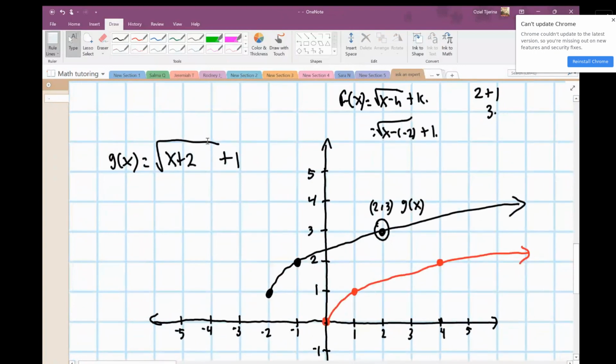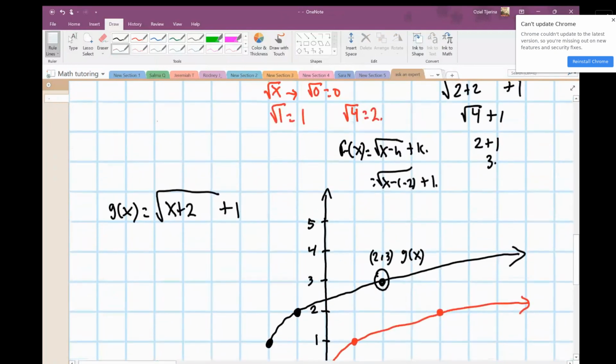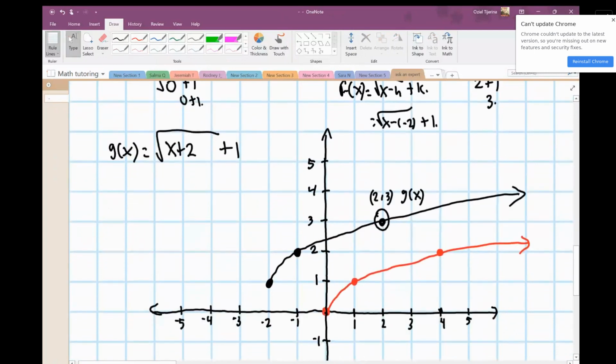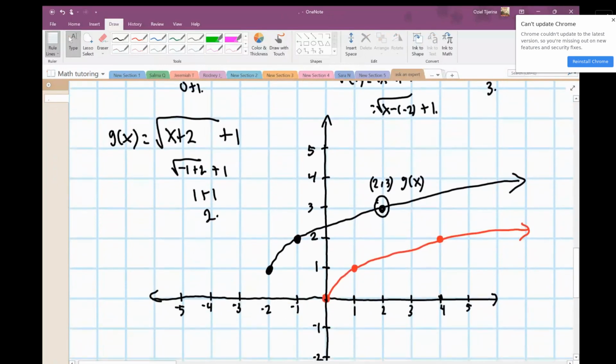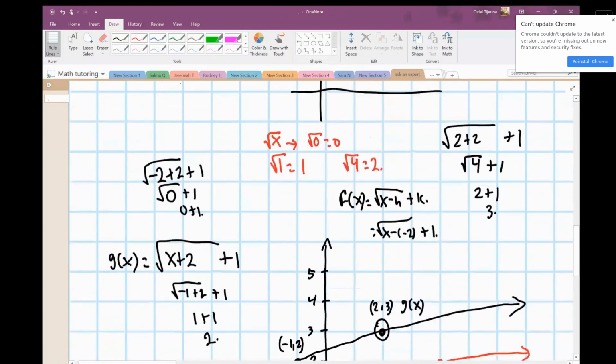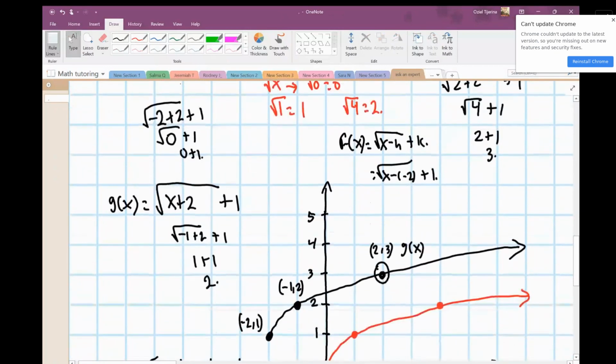When you do 0, so if you make the square root equal to 0, you have negative 2 plus 2 plus 1 square root, like that. So you have 0 plus 1, which is 1. So when x equals negative 2, y equals 1. And then when x equals negative 1, square root of negative 1 plus 2 plus 1 is 1 plus 1, which is 2. So when x equals negative 1, y equals 2. Those are two different ways in which you can graph it, either by translating or by doing a table of values.